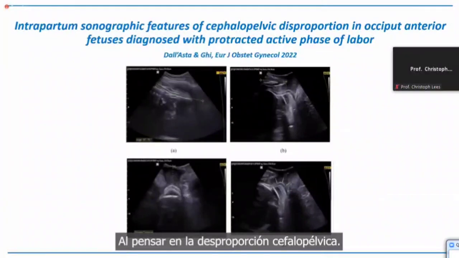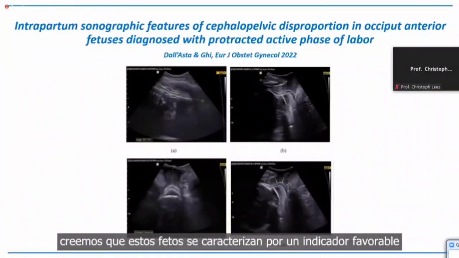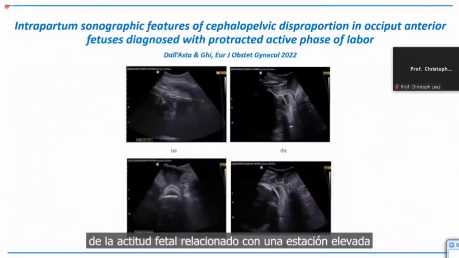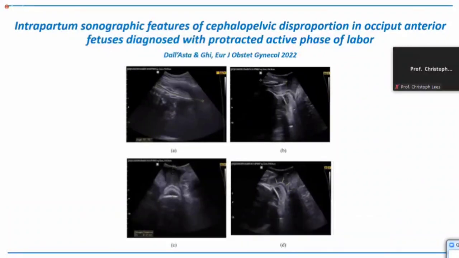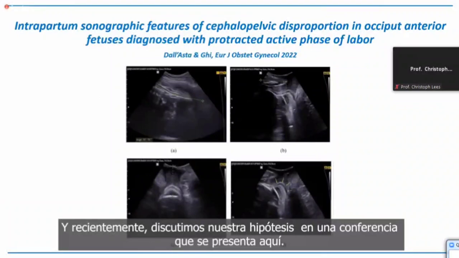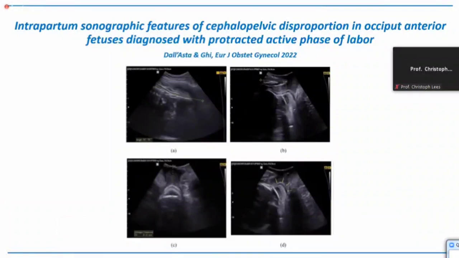When thinking of cephalopelvic disproportion, we believe that these fetuses are featured by favorable indicators of fetal attitude in association with high station and indicators of obstructed labor such as caput and molding. And recently, we discussed our hypothesis in a letter which is herein presented.